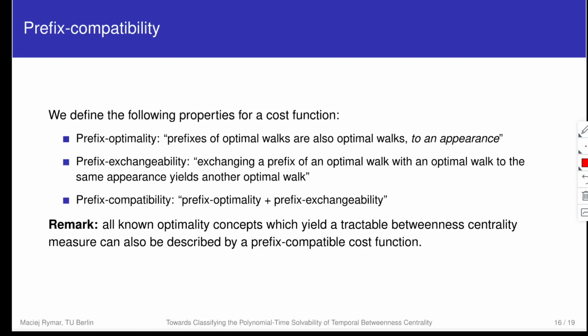And as a remark, all known optimality concepts which yield a tractable betweenness centrality measure can be described by such a prefix-compatible cost function. So at least as far as we are aware, all that have been studied can be shown to come from such a prefix-compatible cost function. So hopefully our definition is not overly strict in this case.